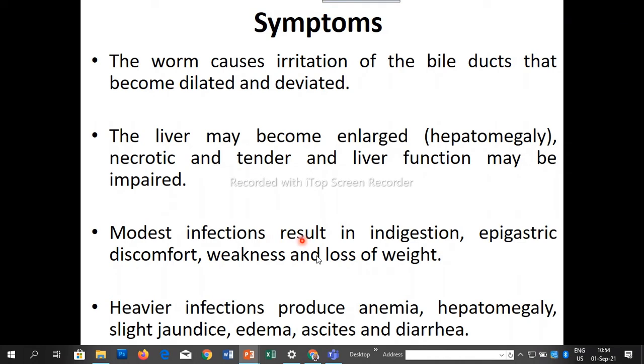Modest infection results in indigestion, because the liver produces some bile that contributes to digestion, epigastric discomfort, weakness, and loss of weight. Also anemia, hepatomegaly, slight jaundice, edema, ascites, and diarrhea.